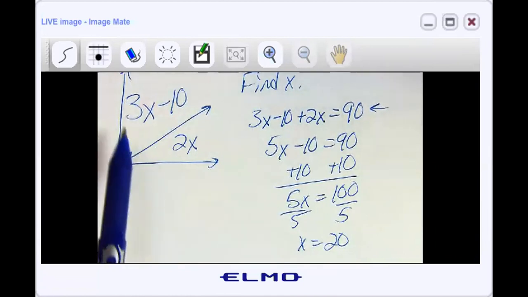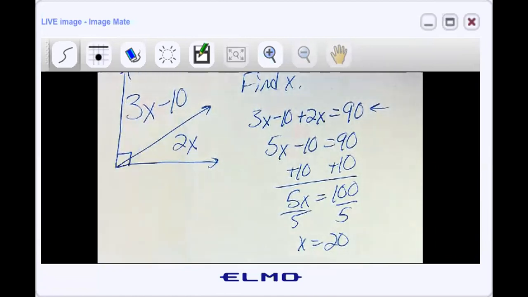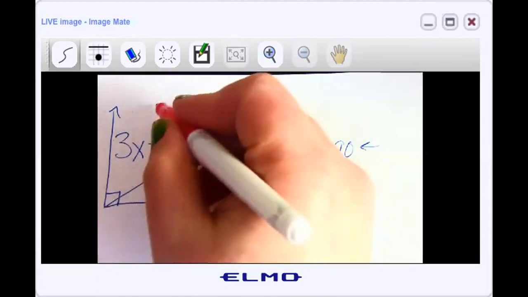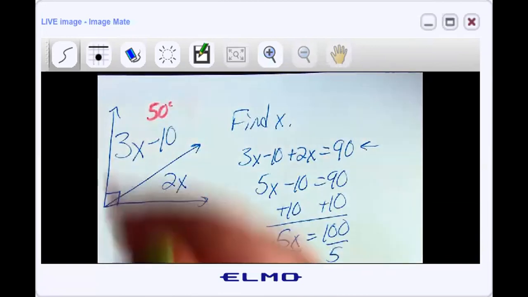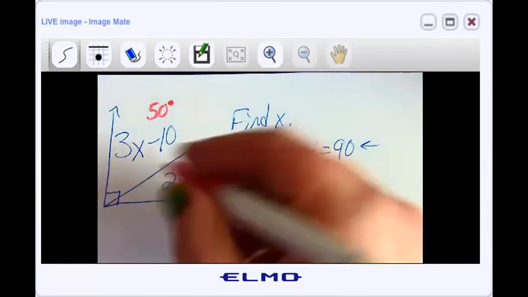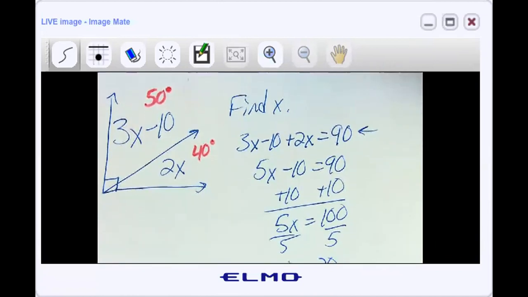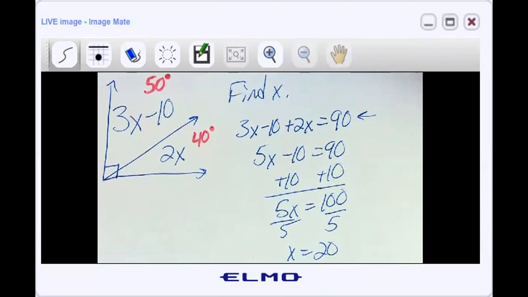Let's see real quick. If I pop 20 in, 3 times 20 is 60, minus 10 would be 50. So this angle here comes out to be 50. And then this one here, 2 times 20, that's just 40. Yeah, and 50 and 40, yes, they really do add up to be 90. So I'm pretty confident that I've got this one right.